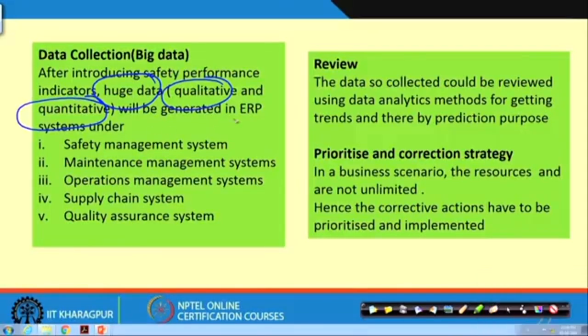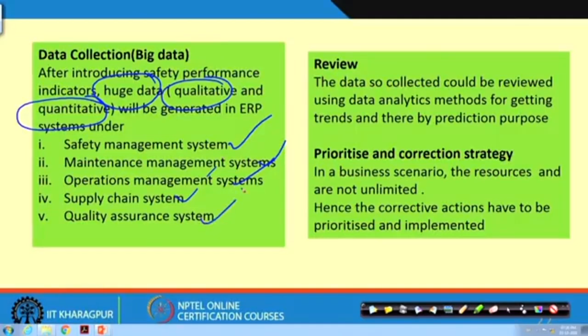This will be generated in ERP systems. If you have enterprise resource planning, every organization will have it, maybe a SAP system. In the SAP system, you can put all the data under safety management system, under maintenance management systems, under operation management systems, under supply chain systems, under quality assurance systems. This data will not be available at one place. The lagging indicators, leading indicators for the plant maintenance will be generated by maintenance management systems, not safety management systems. But to address your safety management system, OHS systems, you have to pick up from the maintenance management system.